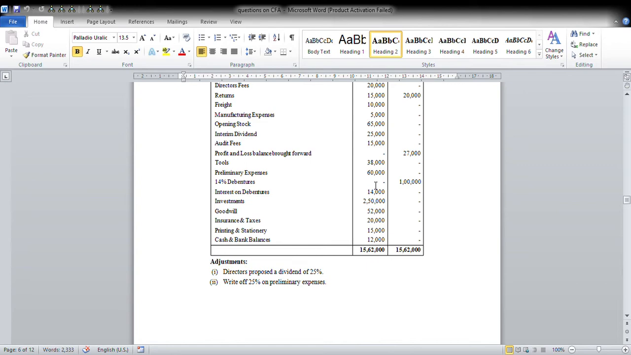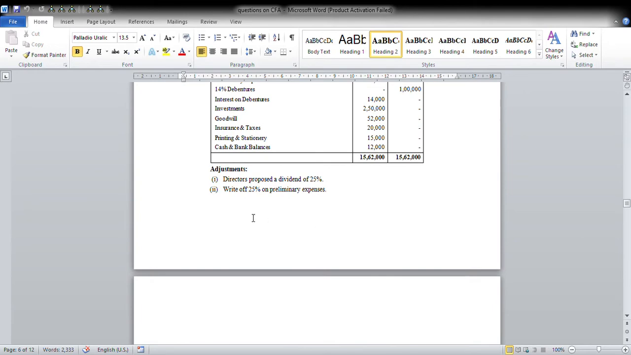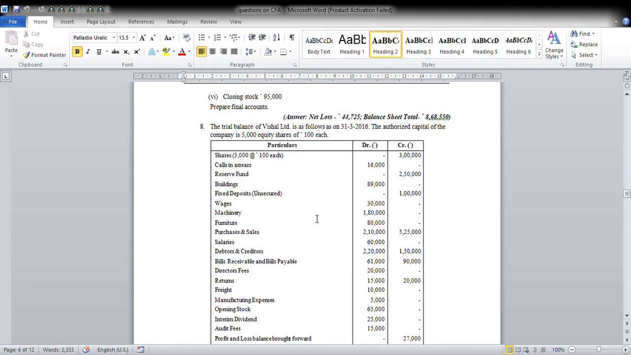Okay, now coming to the adjustments. The directors proposed a dividend of 25%. When you are calculating this 25% on the paid up capital, what is the paid up capital here? 3 lakhs is the capital. From 3 lakhs, you give a deduction to the extent of the call arrears which is being provided, that is 16,000. The paid up capital over here is 2,84,000.